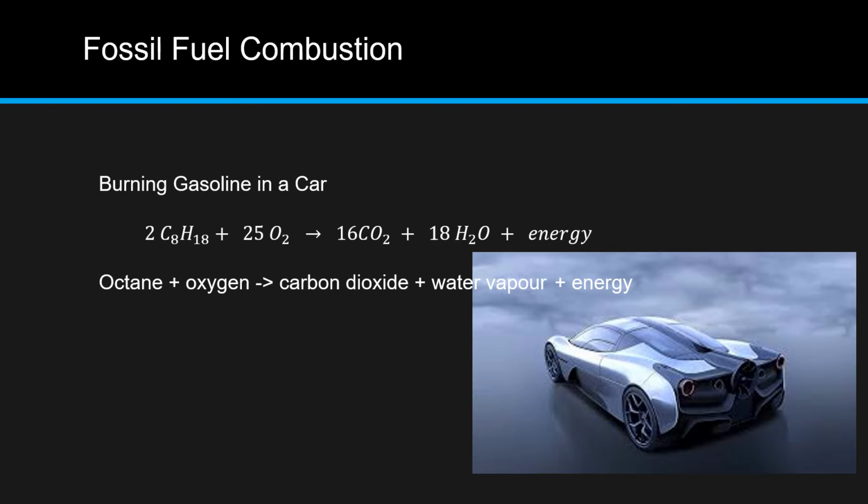And we can see with any combustion reaction, we're having oxygen burning in the presence of some kind of fuel, and this time it's octane, and we're always going to produce carbon dioxide, water vapor, and we're going to get that energy. And we know what the energy is used for in a car, to make it go very, very fast.